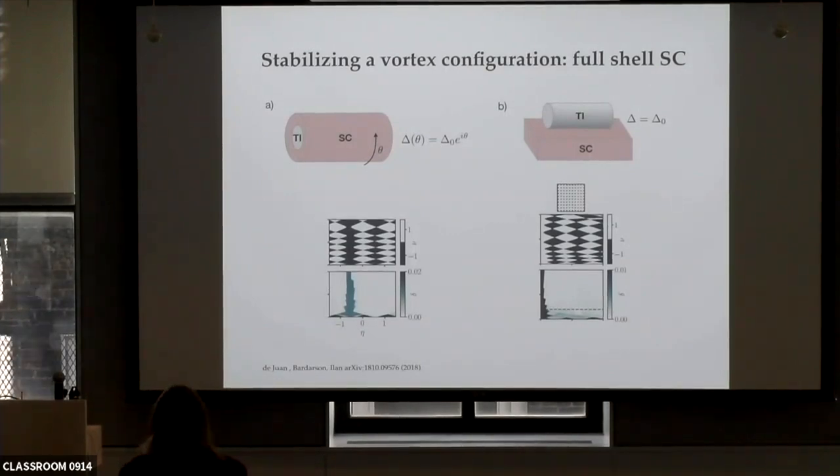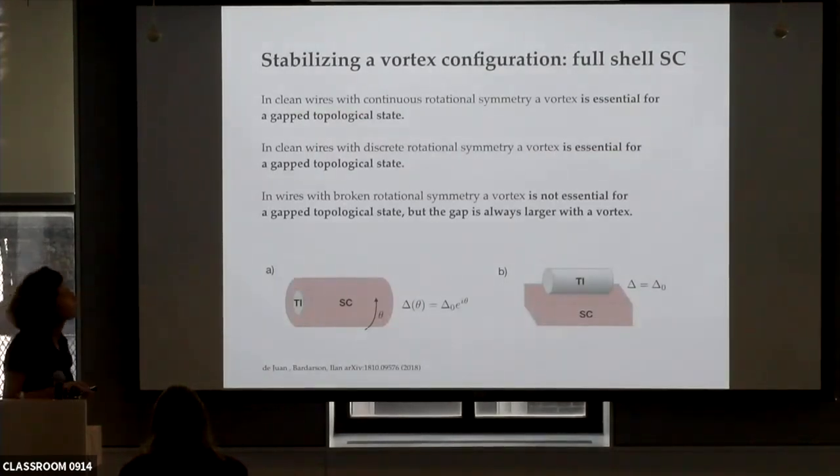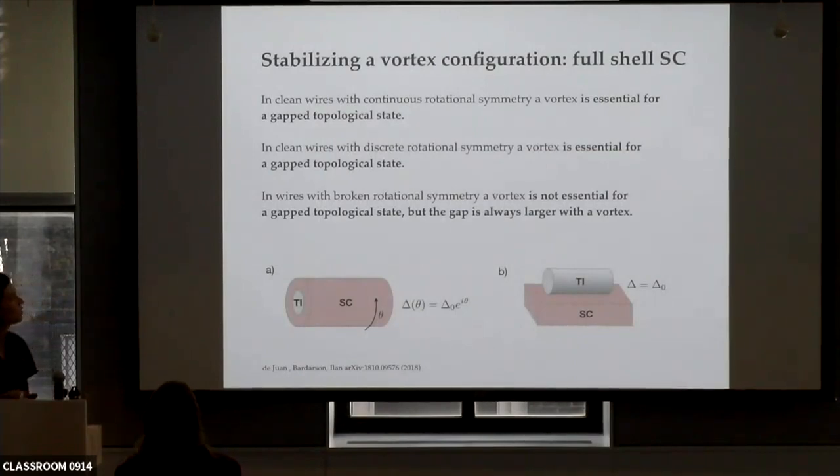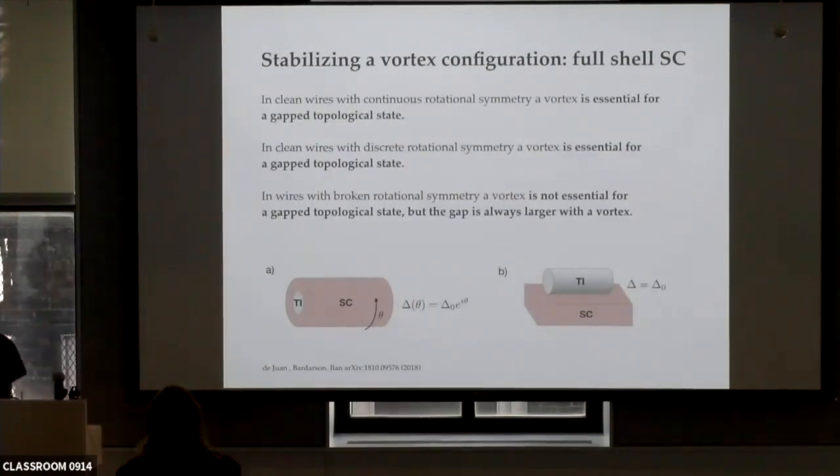Okay, very good. So now I want to summarize this part before I say a few words about experiments in other systems. Basically what I told you is that in clean TI nanowires with continuous rotational symmetry, a vortex is crucial to get a topologically gapped state. In clean wires with discrete rotational symmetry, a vortex is still crucial to get a topologically gapped state. However, in wires where you break rotational symmetry, the vortex is not essential, but it will almost always give you a bigger gap. So this is what you want to have. You want to be in this situation and not in that situation most probably.